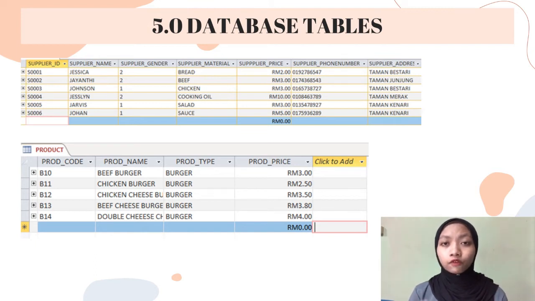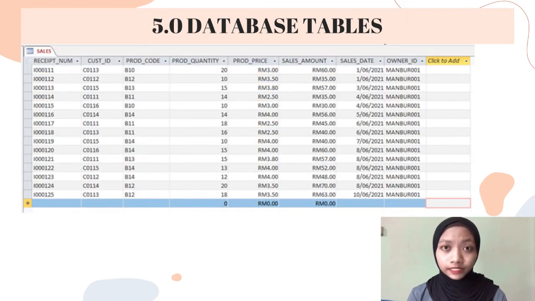Next, the fourth table is product table. The attributes are product code, product name, product type, and product price. The primary key for the product table is product code. The fifth table is sales table. The attributes are receipt number, customer ID, product code, product quantity, product price, sales amount, sales date, and owner ID. The primary key and the foreign key for the sales table are receipt number and owner ID respectively. Sales table is linked between customer table, product table, and owner table.